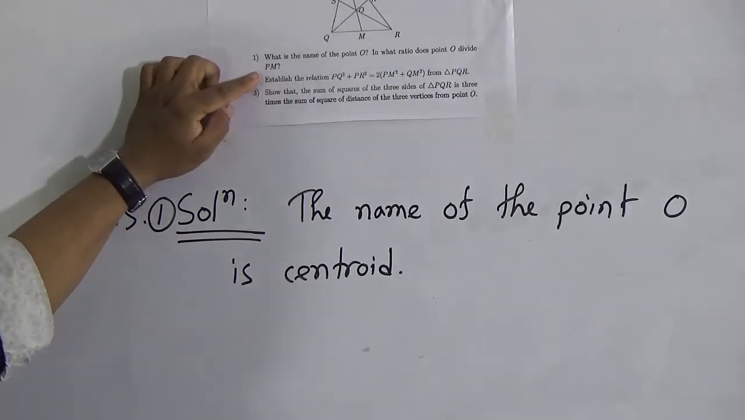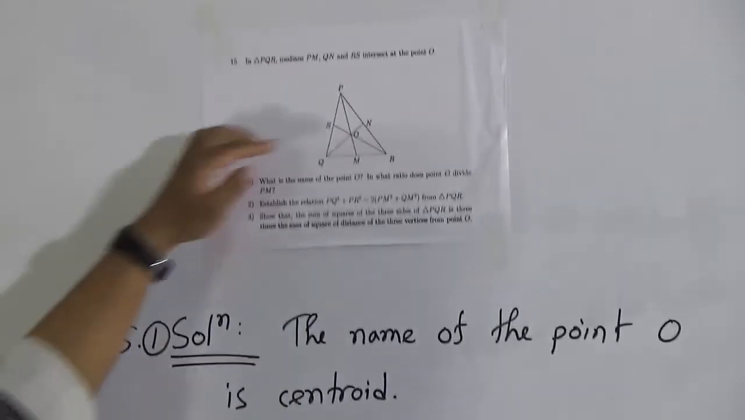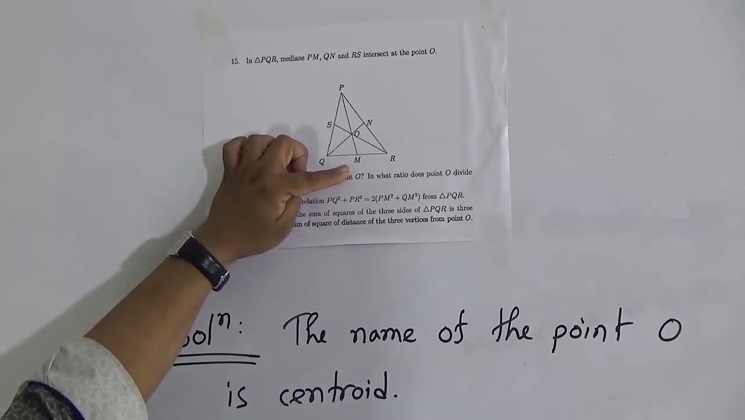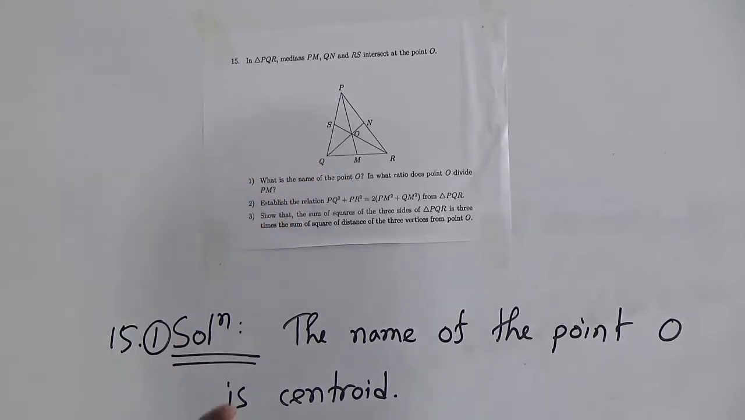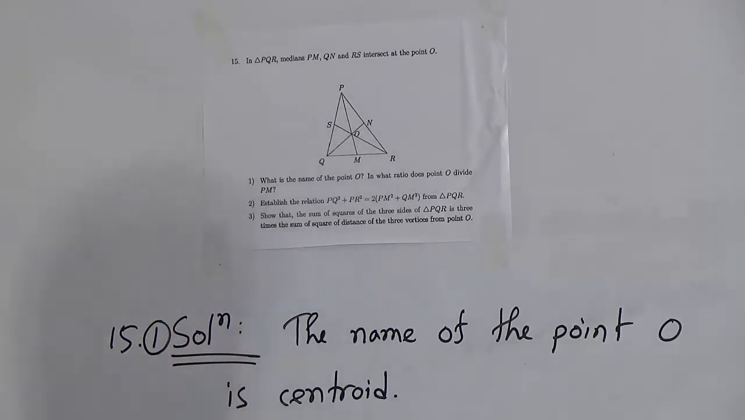Now the second part is, in what ratio does point O divide PM? My dear students, look at the figure. The question says that PM is one of the medians of this triangle and O is the centroid. So we know that the centroid divides all the medians in the ratio 2:1. That means the point O divides the median PM in the ratio 2:1. We can write it down in brief.